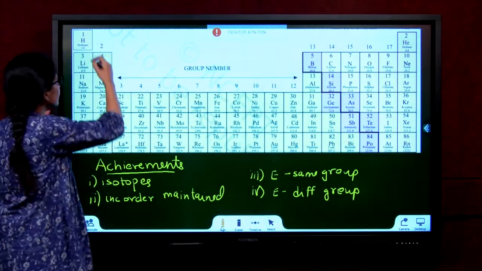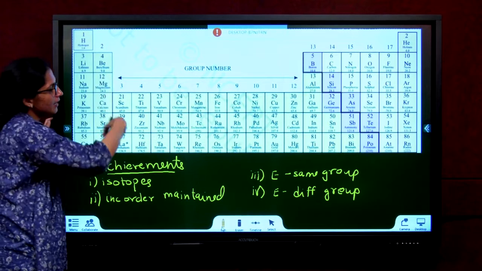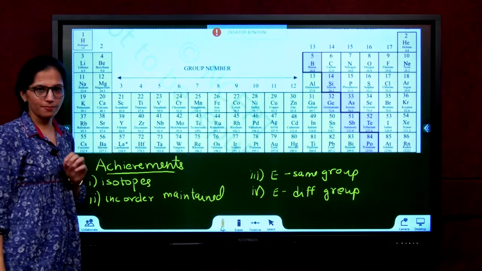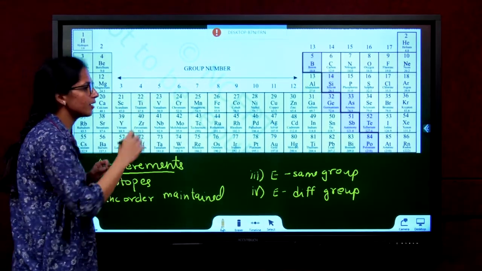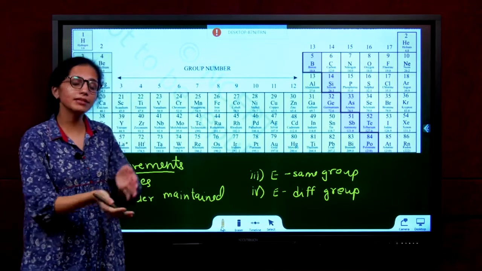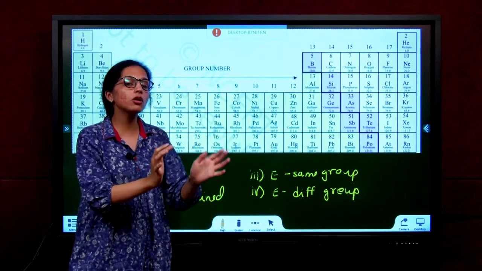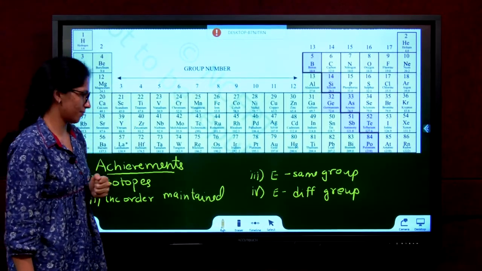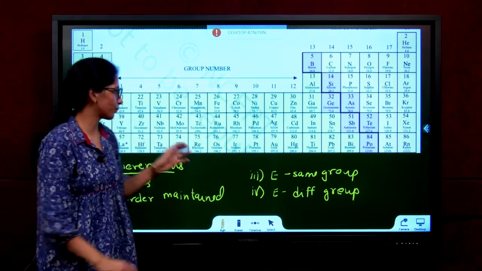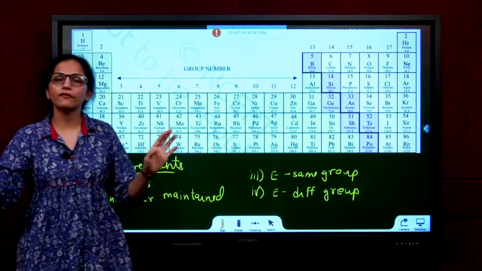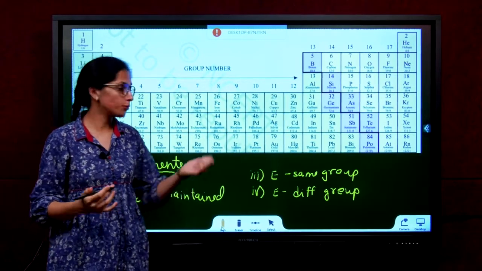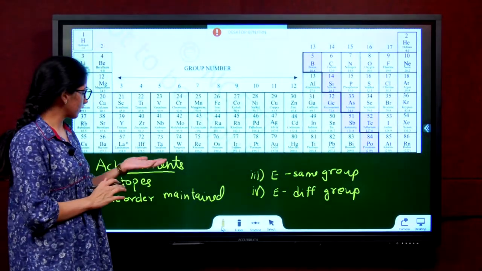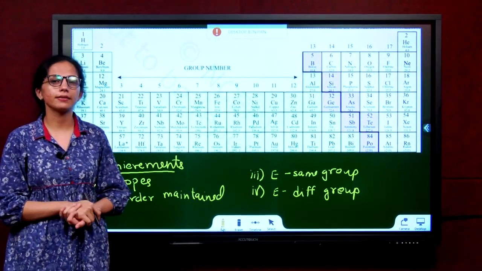Now, the third point: elements in the same group had same or similar properties. We saw in the previous cases there were few elements that didn't show similar properties, but still they were pushed into one group. So here elements clearly in the same group showed similar properties. Elements in different groups, this group 1 and group 2, had different properties. These are the achievements that we got from the modern periodic table.